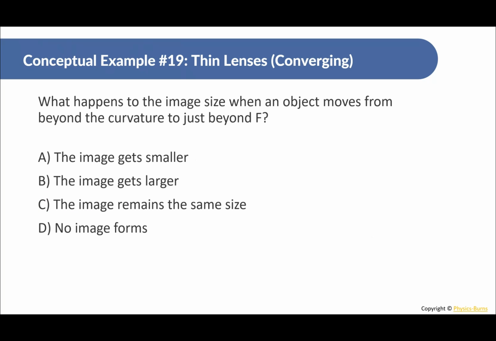What happens to the image size when an object moves from beyond the curvature to just beyond F? So remember, as it moves closer, the image is getting bigger and bigger. The further out it goes, the smaller and smaller it gets, as we talked about.